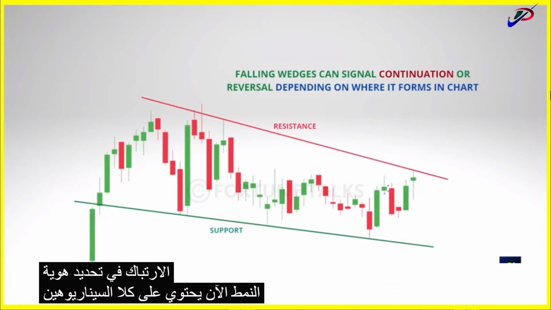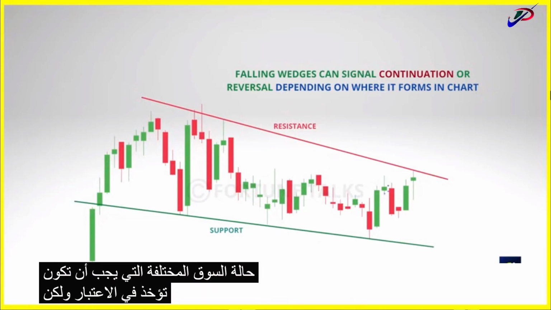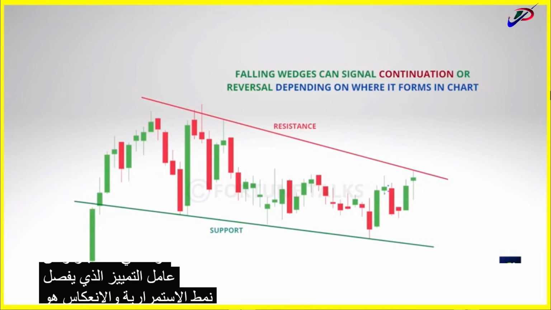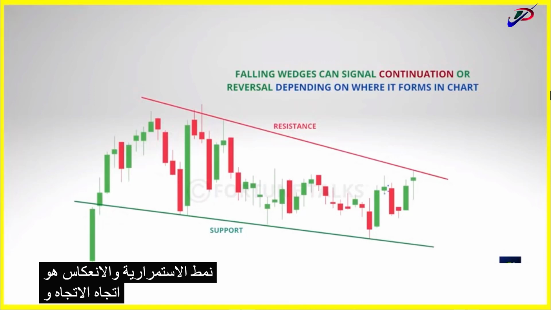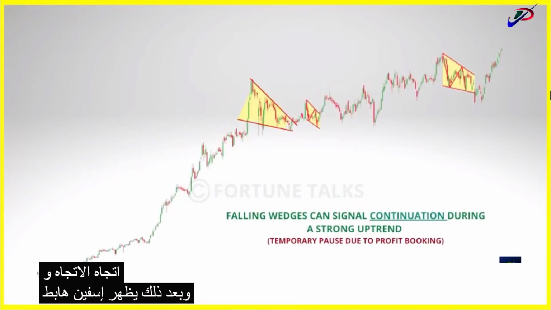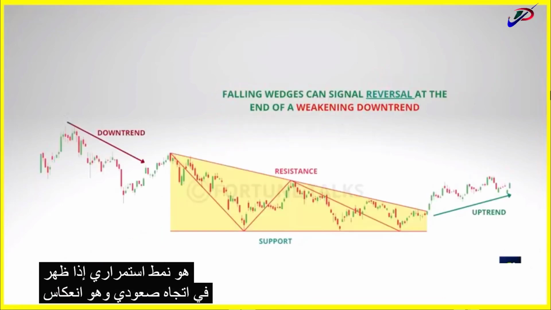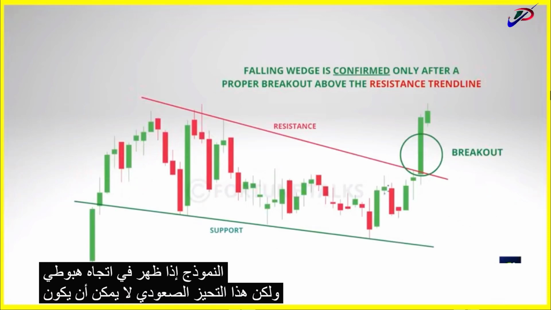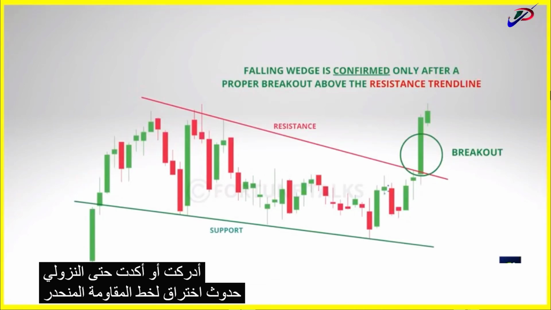Now, both scenarios contain different market conditions that must be taken into consideration. But the differentiating factor that separates the continuation and reversal pattern is the direction of the trend when the falling wedge appears. A falling wedge is a continuation pattern if it appears in an uptrend, and it is a reversal pattern if it appears in a downtrend. However, this bullish bias cannot be realized or confirmed until the downward sloping resistance line breakout occurs convincingly.